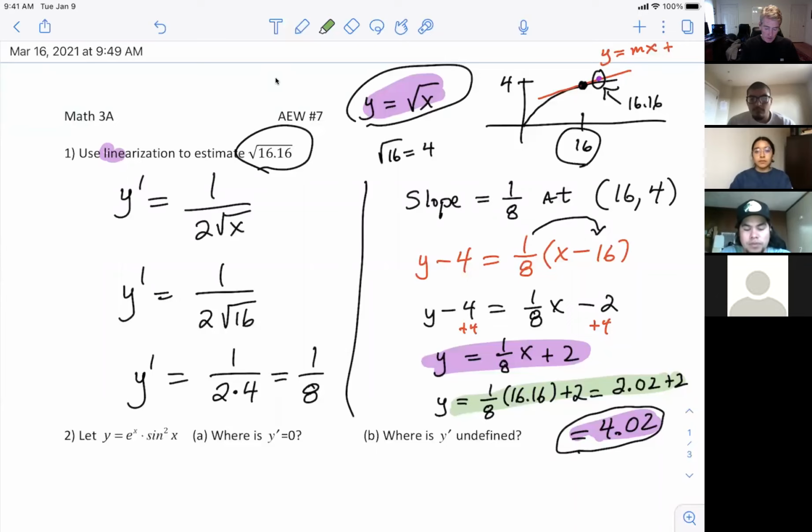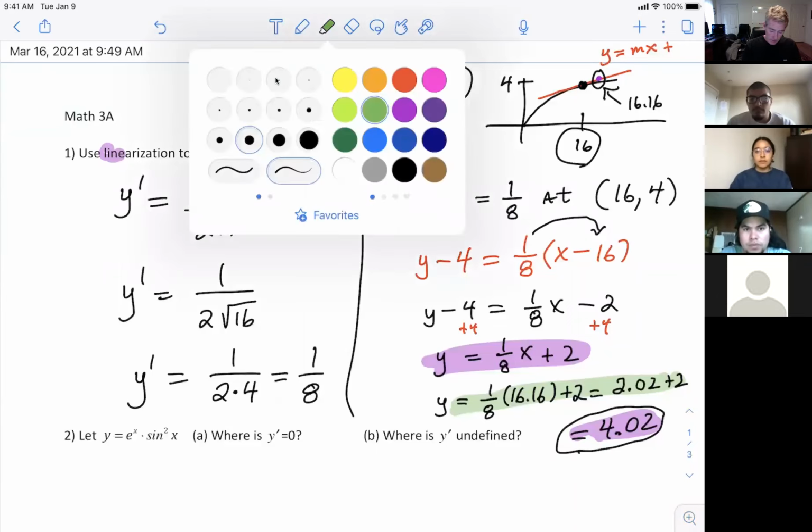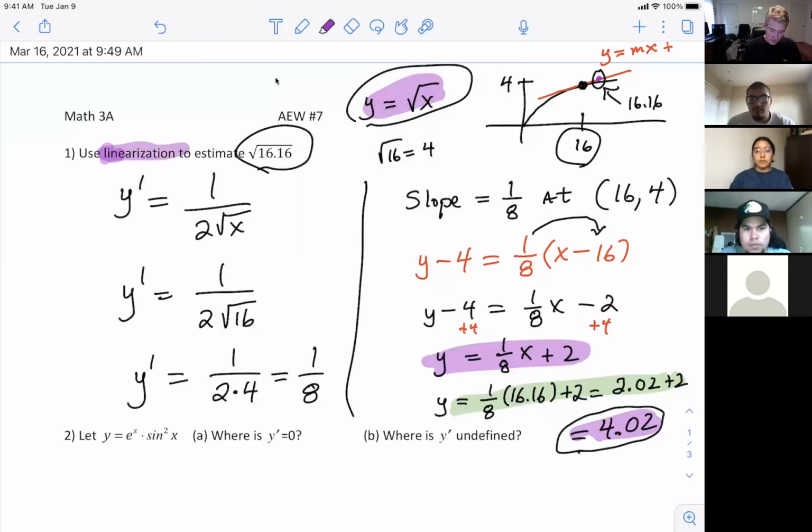So whenever they would say the linearization, if it was something like the cube root of 8.1, so use linearization to estimate the cube root of 8.1. Well, for one thing, the function would be the cube root of x. So that's the function you'd be taking the derivative of. And of course, cube root of 8.1, I can't do that without a calculator, but I could do the cube root of 8 equals 2.